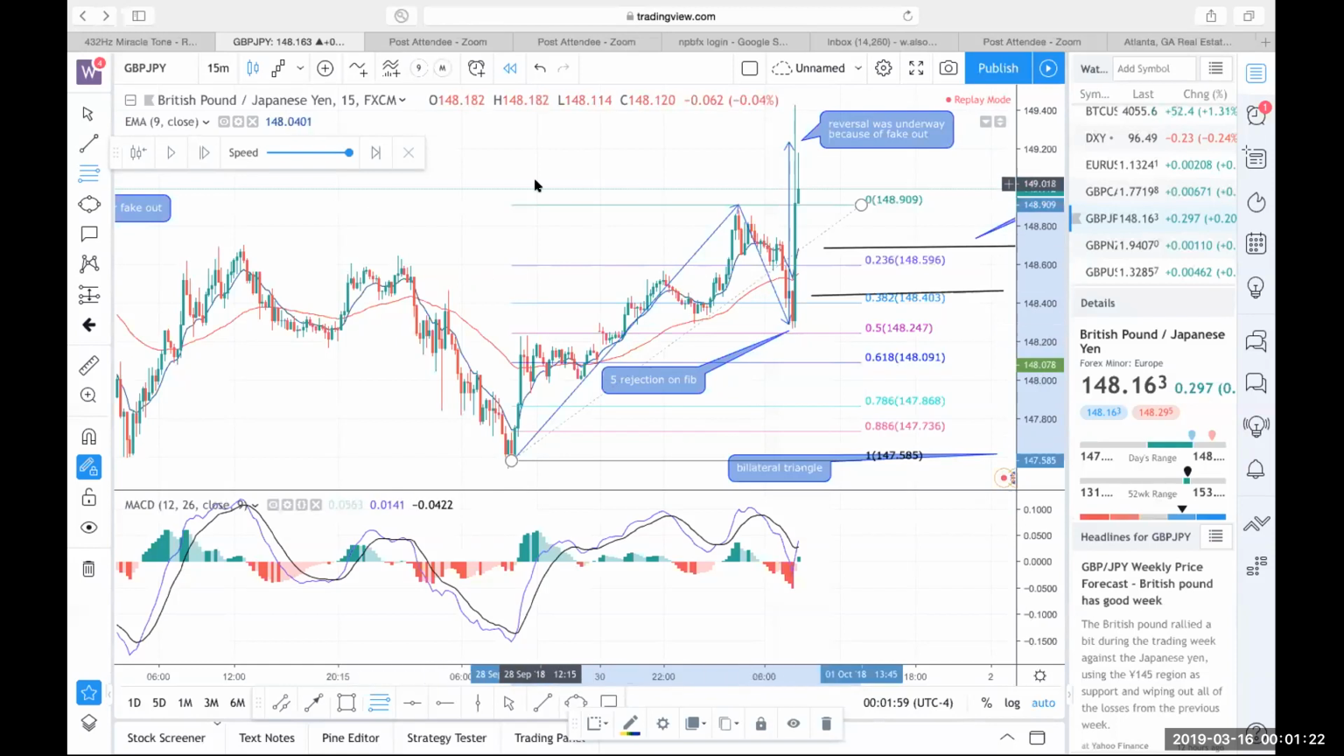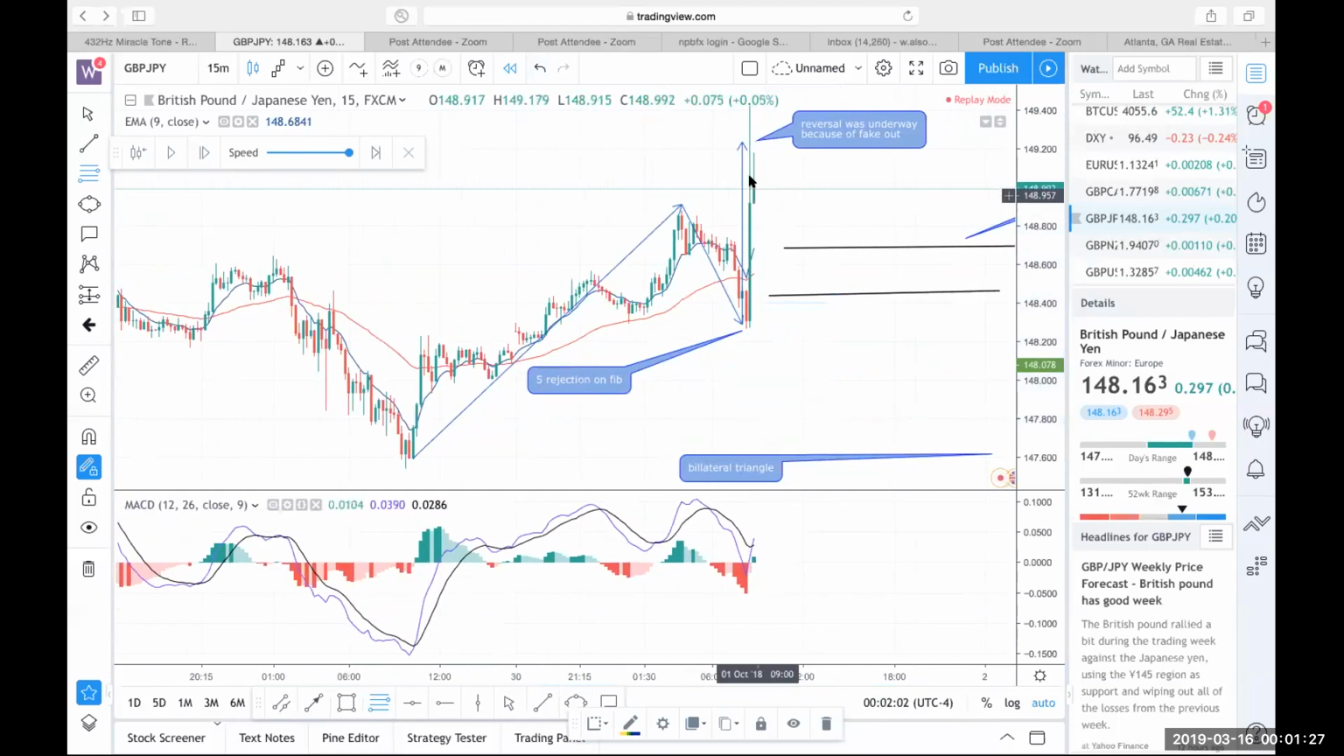Now, after this continuation, let me remove this. This had to be news. Usually when you have large spikes, large fake outs like this, a reversal was underway because of the fake out. So usually when you have big moves like that or momentum due to news, it will reverse after a while, or it will go into a channel.